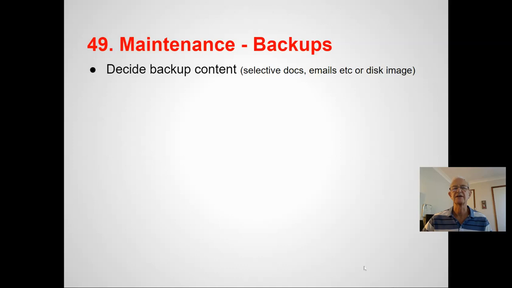So the first thing, as we said earlier, you've got to decide what you're going to back up. This could be a selection of your documents and spreadsheets, and it could include your emails or not. Or you might decide, hey, I can't make my mind up what to back up, I'm just going to go and do the whole machine and do a disk image, which has the benefits of backing up your operating system and all the installed programs.